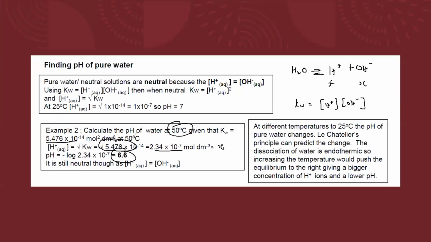So what does it mean? At 6.6, this water is still neutral. 6.6 does not mean it is acidic. Why does 6.6 not mean it is acidic?